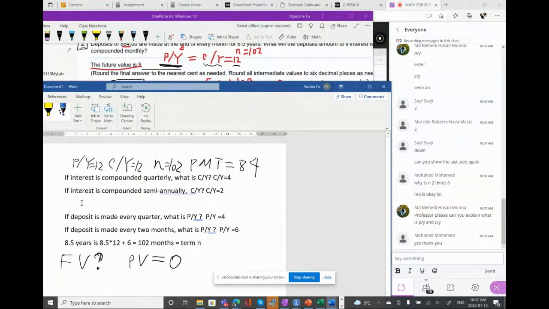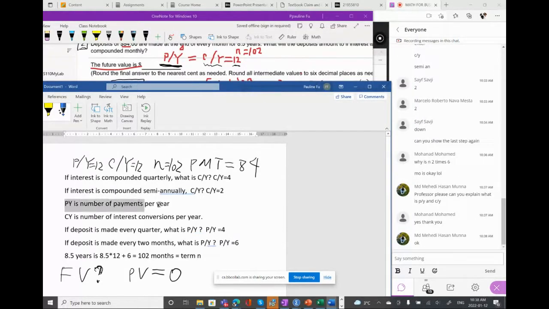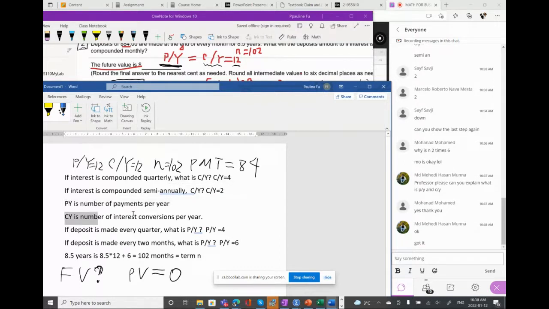PY is number of payments per year. CY is number of interest conversions per year. What is CY? In a year, how many interest conversions happen, how many times is interest converted? PY is how many payments or deposits you make in a year. Okay.